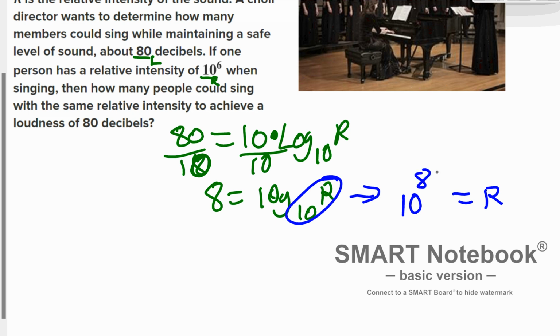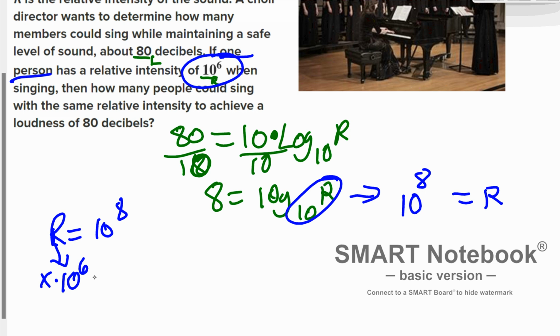Now we said we wanted our R to be 10^6 per person. If one person has 10^6, then the intensity would be however many people I have times 10 raised to the 6. So now I have R is equal to 10 raised to the 8, but we want R to be for every person, so we can let X be the number of people times 10 raised to the 6. That would be the relative intensity per person, 10 raised to the 6. Depending on how many people, we want that to reach 10^8.